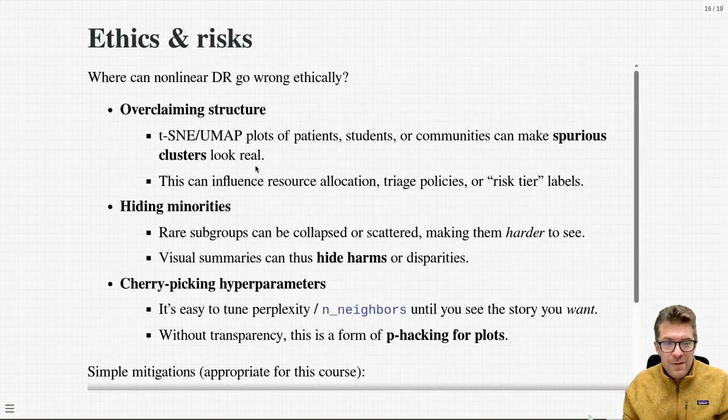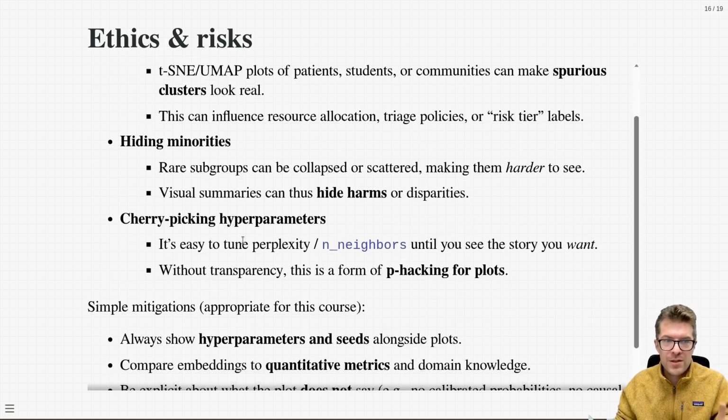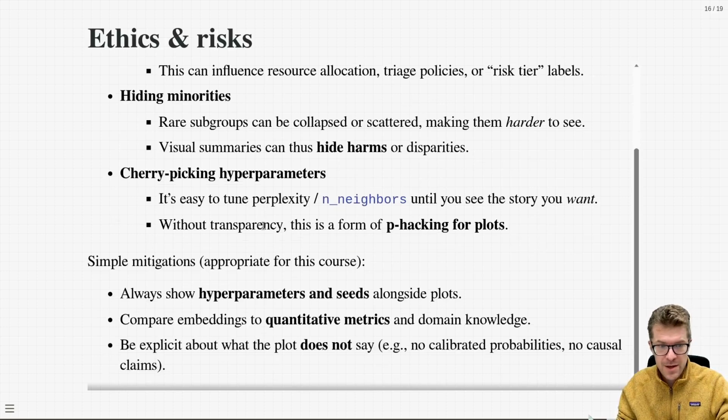So can we have ethical concerns with regards to nonlinear dimensionality reduction? Well, yes. So sometimes you might overclaim a structure, like we saw with patients before, that doesn't really exist. You might see clusters in the visualization that aren't as obvious in the real data. Is this a visualization trick? It's a trick of the light, as some might say. So be careful. Again, looking at minority groups, sometimes rare subgroups can be collapsed or scattered or subsumed by bigger clusters. They can be hard to see. So you have to make sure you're being responsible in that sense and still do good science.